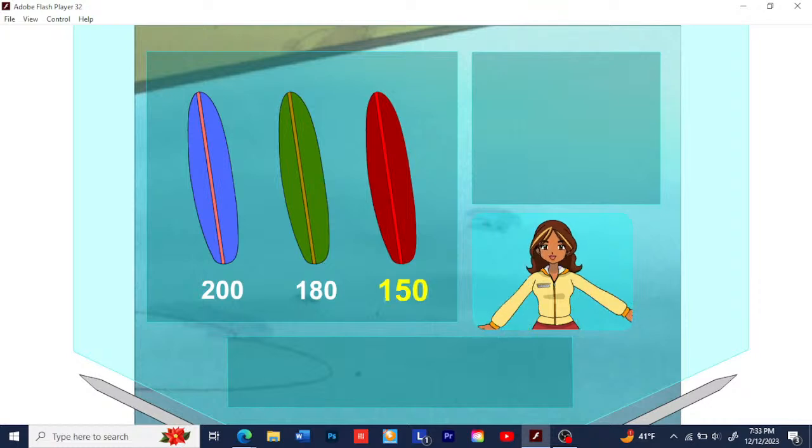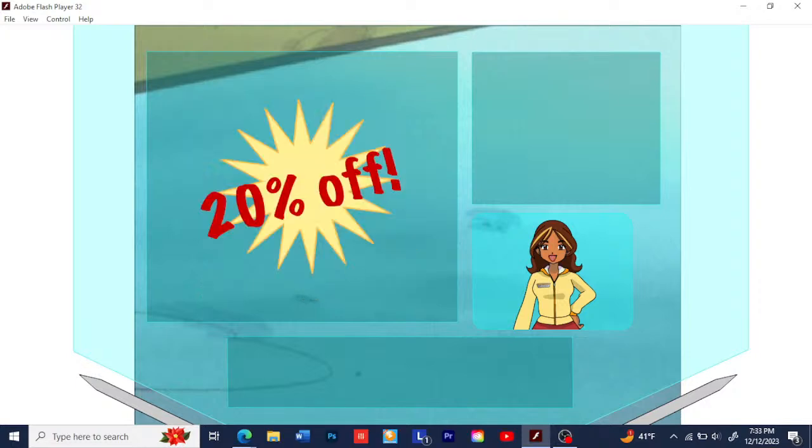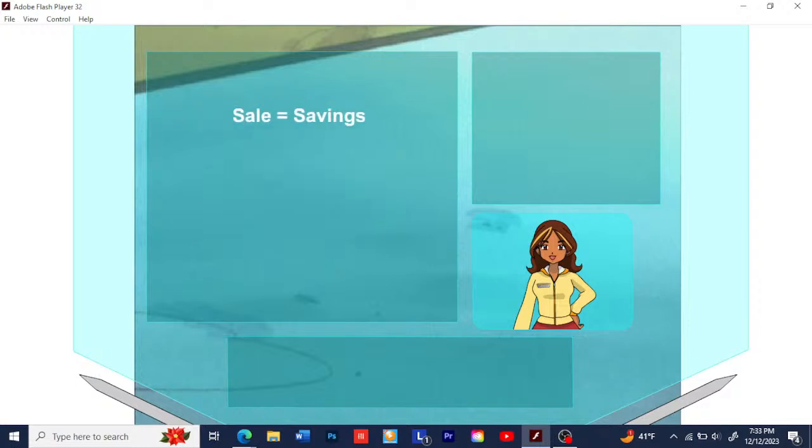Right! But that price isn't always the final price. Sometimes you see a sign that says some percent off. For example, 20% off. And that means a sale. A sale can mean big savings or just a few dollars off. To figure it out, you need to check the regular price and the percent off or discount. They both affect the final sale price.